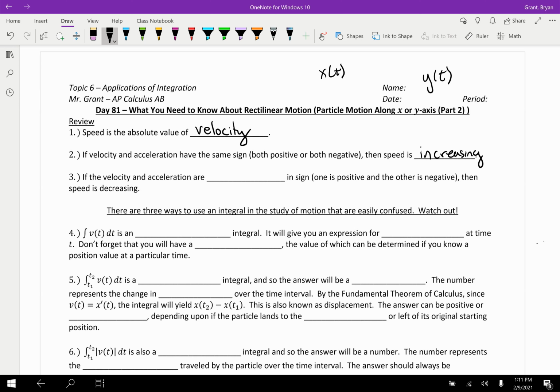However, the opposite is true. If velocity and acceleration are opposite in sign, then our speed is decreasing.